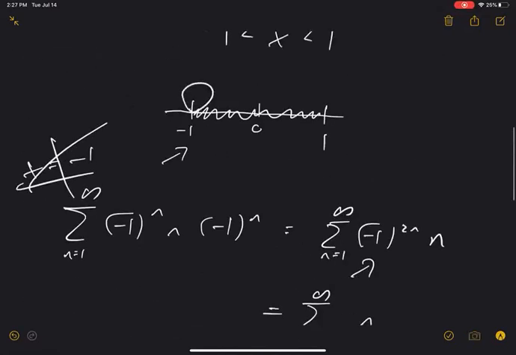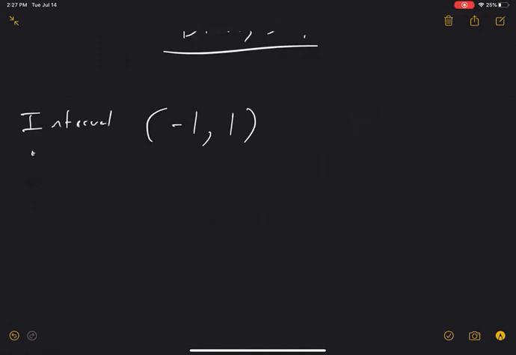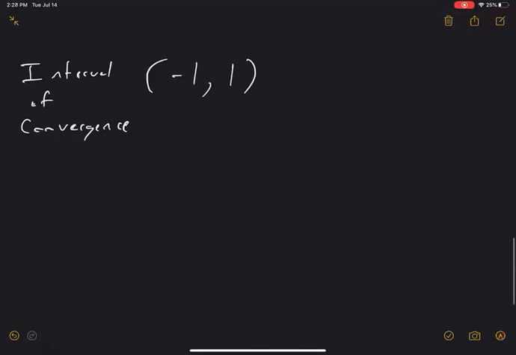So my interval of convergence looks like this. It's just the stuff in the middle. I'm not including the endpoints. Now I just need to write that in interval notation. So that's my interval of convergence. All right, to find the radius of convergence, I just take the length of this and divide by 2. Well, this is 2 units long. I divide by 2, so that gives me 1.